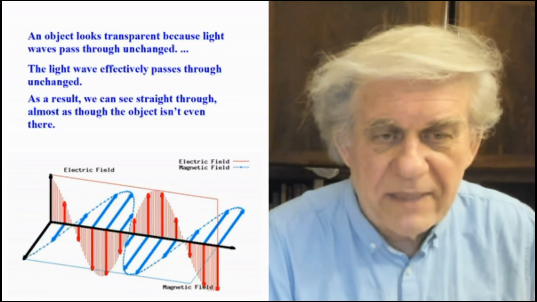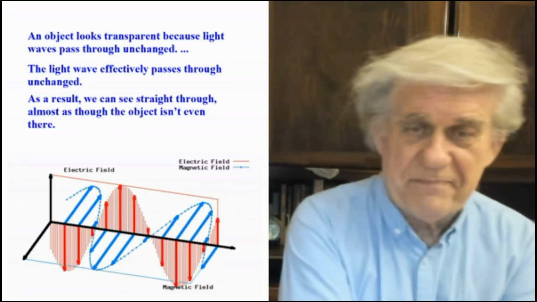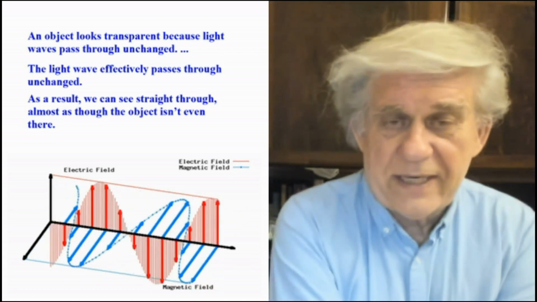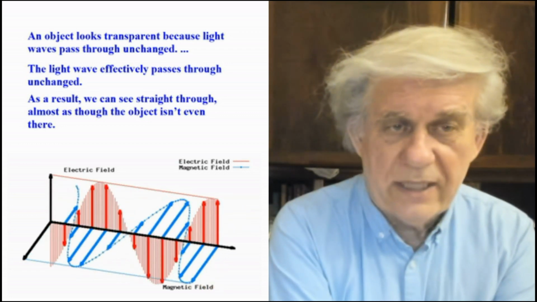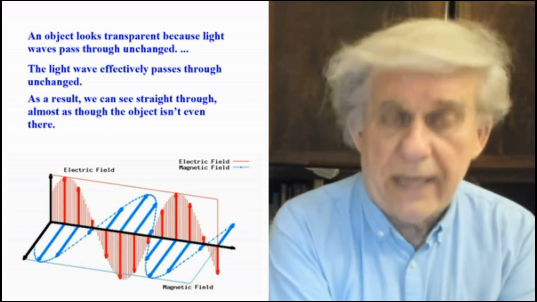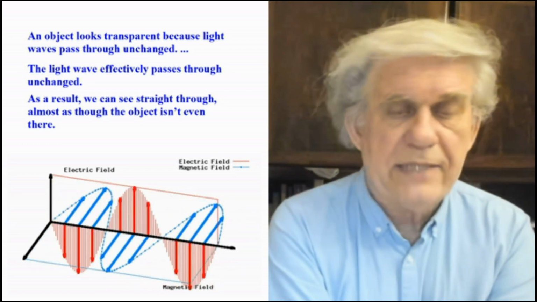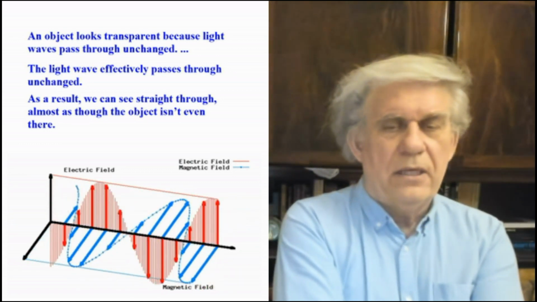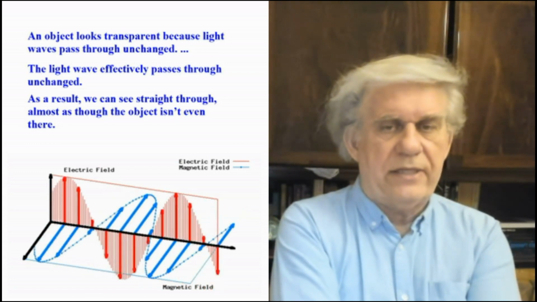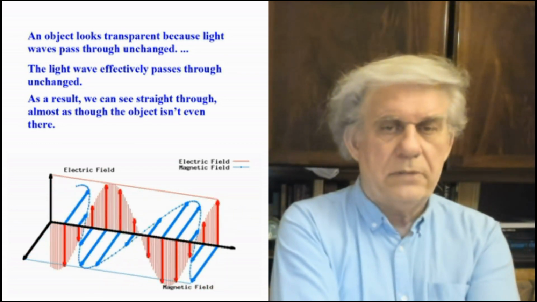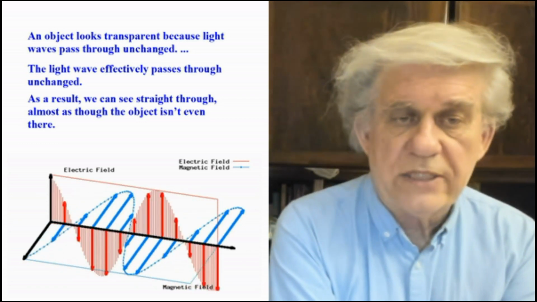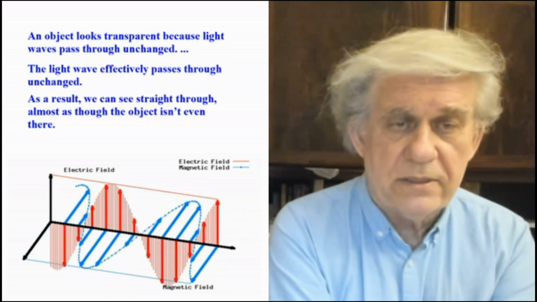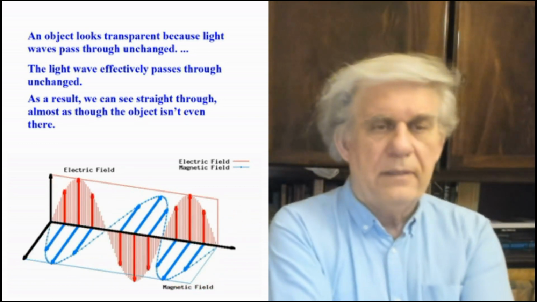Okay. Here we move on, and a fellow along the same lines, but this is one of the reasons I like to cover the subject again. I thought I covered transparency, but this guy also apparently got the wrong message. He says, an object looks transparent because light waves pass through unchanged. He says the waves are not touching anything. They're just going through the material. That's what he's saying there, okay? The light wave effectively passes through unchanged. As a result, we can see straight through, almost as though the object isn't even there, okay?